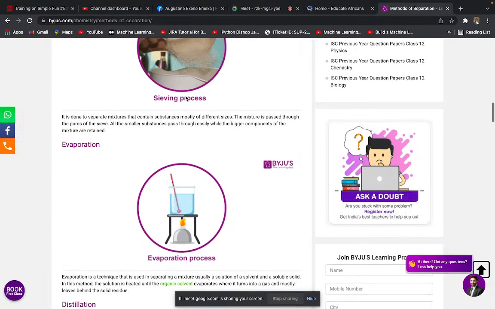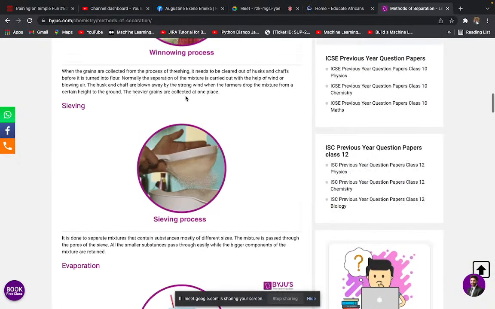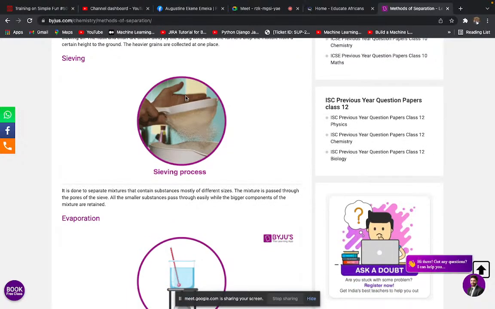Very important. JAMB is going to ask you, which of the following methods is used to separate a mixture of beans and stone? Beans and stone can easily be separated using hand picking. Why? Because you can easily differentiate the color of the beans from that of the stone. You can feel them, so you can use your hand and pick them out. Now, if you're asked which of the following can be used to separate water from sand, sieving can do that, because the sand will remain on the filter paper of the sieve, whereas the water will go through.